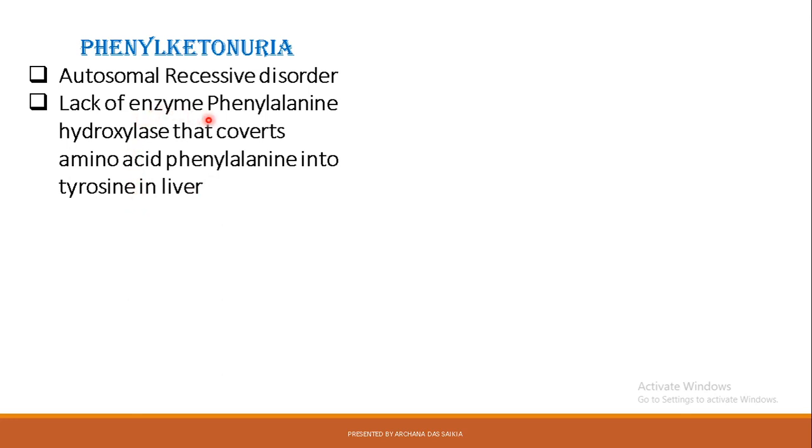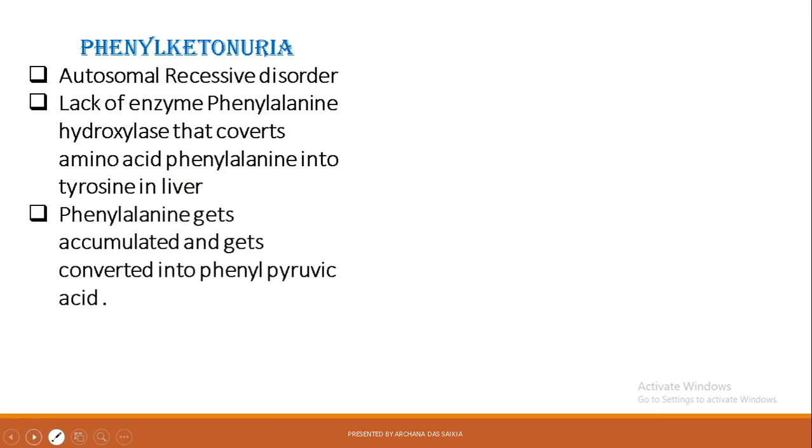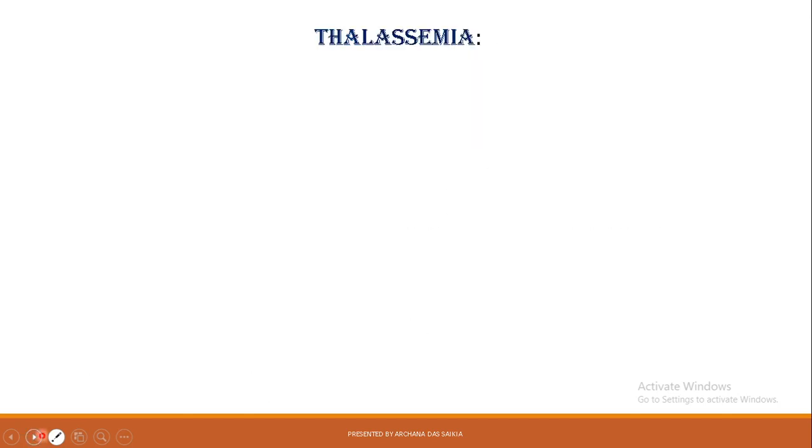Now, a person who is suffering from phenylketonuria, this enzyme will not be produced. So consequently, the conversion of phenylalanine will not take place in the body. Resultant phenylalanine will get deposited in the body, will remain in the body, and get converted to phenylpyruvic acid, which is quite harmful for the body. It will affect the brain, resulting in mental disorders. The inheritance pattern is quite similar to sickle cell anemia.